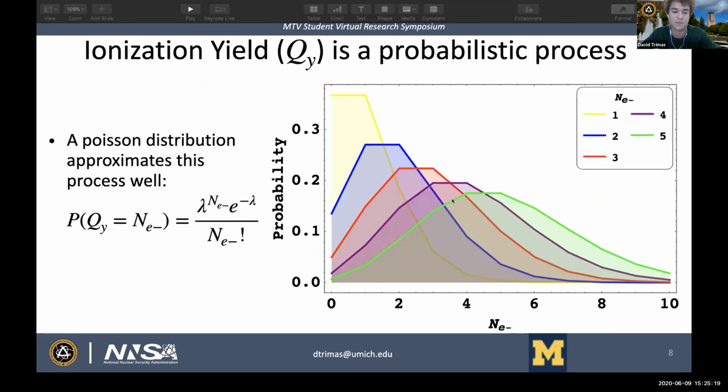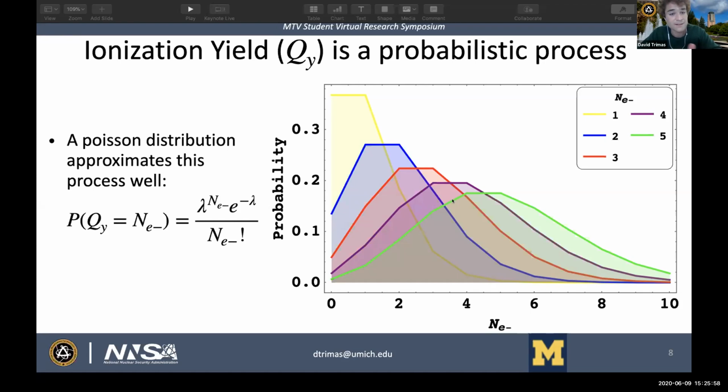It's a probabilistic process. You have a recoil of a given energy, and it will produce some amount of ionizations, but it's not always going to produce the same amount of ionizations for the same recoil energy. It's actually approximated well by a Poisson distribution. So you may see, for example, if the mean number of ionizations produced by a certain recoil energy is 3 electrons, you might actually see 3, 2, 1, 4, 5. You could see any of these with a certain probability. You could even see 0. It could produce no ionizations.